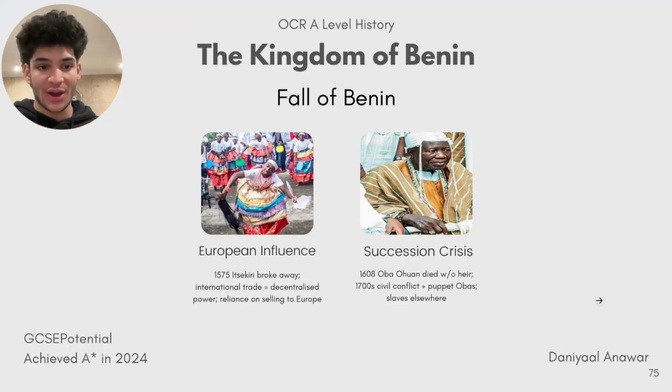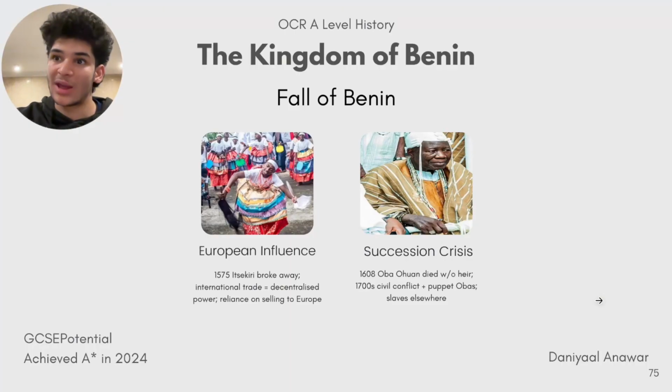So in 1575, which is quite early on, the Itsekiri broke away, which was like a group within Benin. They broke away, and that was sort of an indication of the problem, and they broke away because of Portuguese influence, because they came in the 1400s. And that was kind of problematic because it laid the foundations for other groups of people being very upset at the Portuguese. Because when the embargo was up in the 1700s, obviously it created a lot of problems.